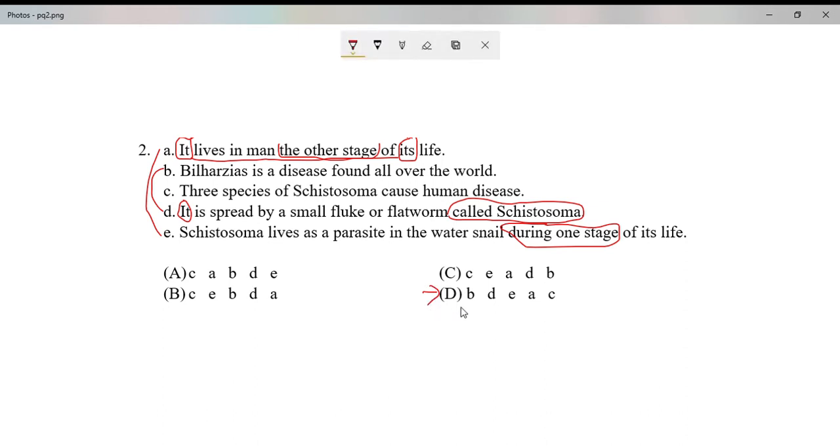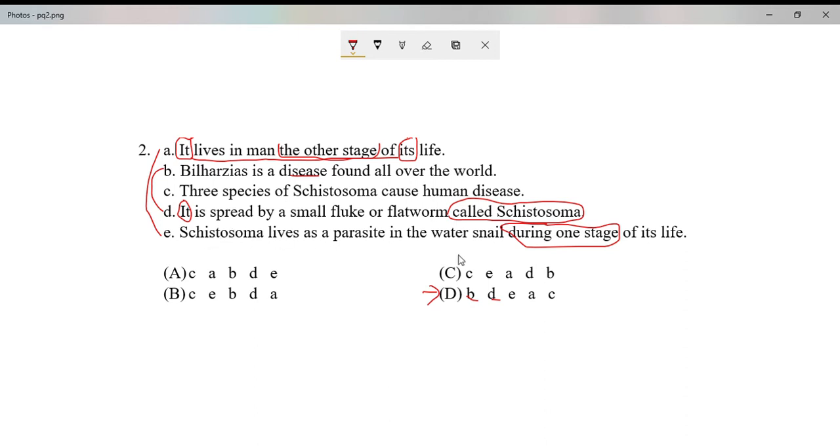However, let me check that it follows all of the links that I have made. So I made a link between B and D. So B and then D: a disease, the disease, it is spread. Do we have B and D? Good. B then D. The other link that I made was E and A. Which one should come first?